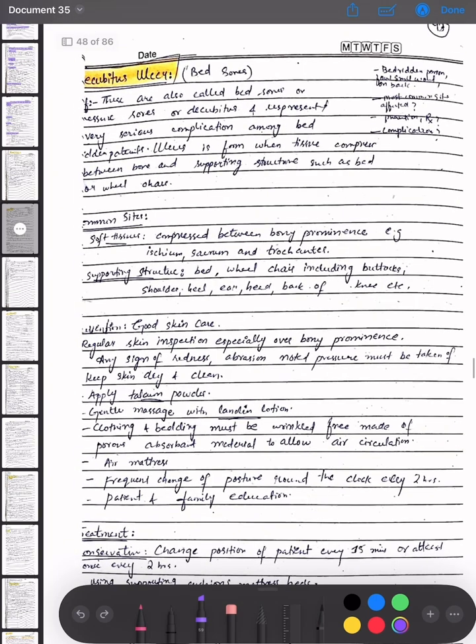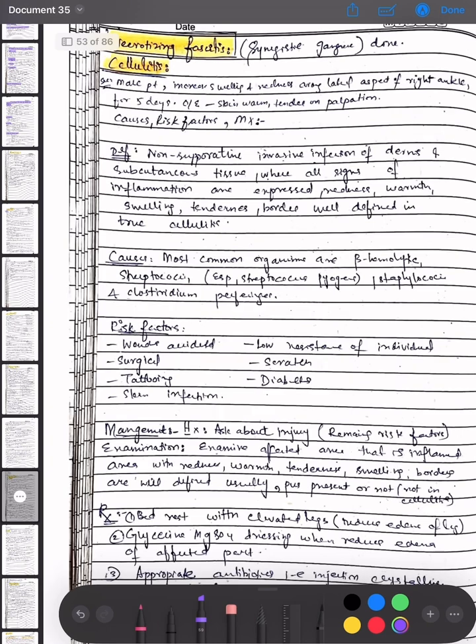What is decubitus ulcer? It is also known as bed sores. What is the definition? These are also called bed sores or pressure sores or decubitus, and represent a very serious complication among bedridden patients. An ulcer is formed when tissues are compressed between bone and supporting structures such as a bed or wheelchair, etc.